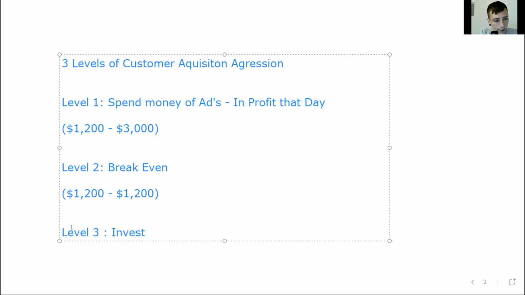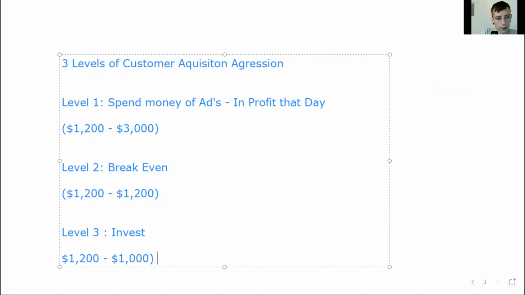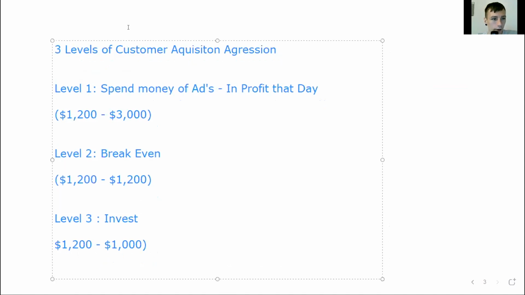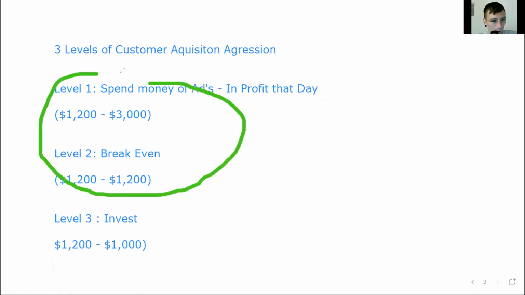Okay. And this is basically where you're spending $1,200 in ads and you're only making back $1,000. Now, you would think that this doesn't make sense at all. You want to play in this region all day long, level 1, level 2. This here is more for if you can afford to acquire customers.